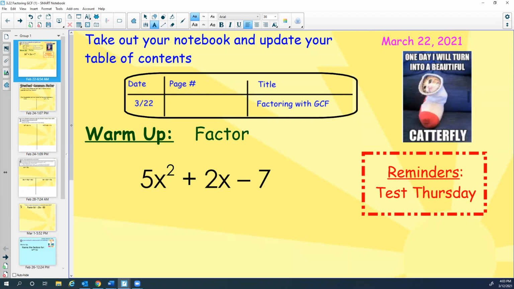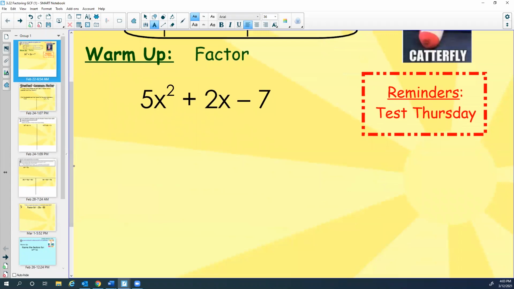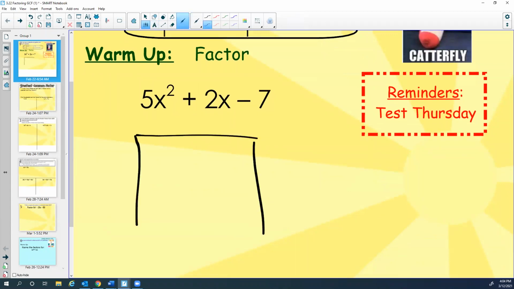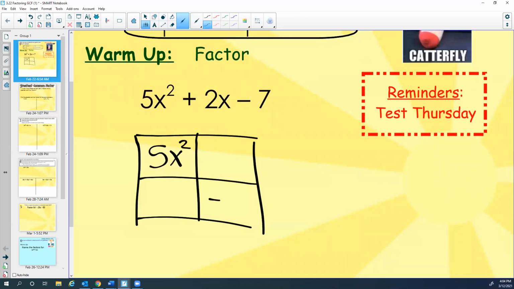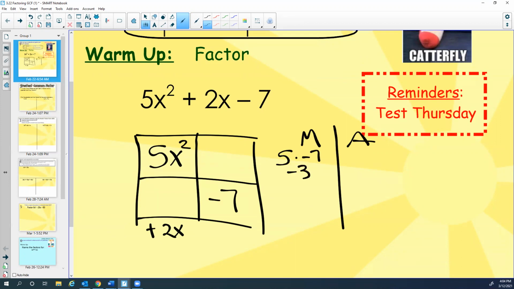All right, let's see what you remember from before spring break. So first things first is I make my box. I have 5x squared minus 7 plus 2x in my chart so I can get my diagonal that's empty. I take my 5 from my x squared, that coefficient, and I multiply it with negative 7, and that gives me negative 35. In the end, I want to add up to a positive 2.